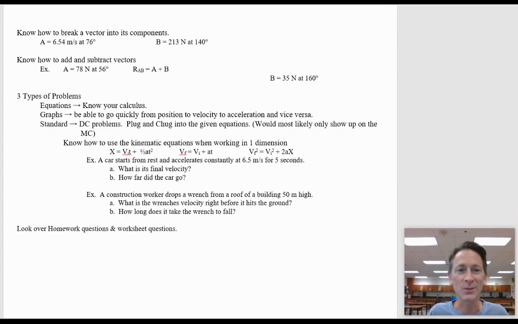Hey, AP physicists, I want to talk about the review for the test that's coming up. So this will be 1D and 2D kinematics, and it will include vectors. So just a real quick brief intro to vectors.